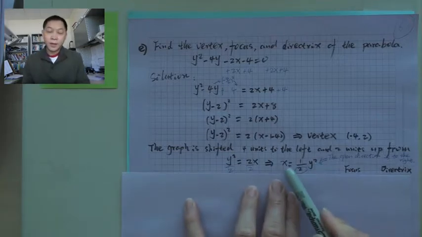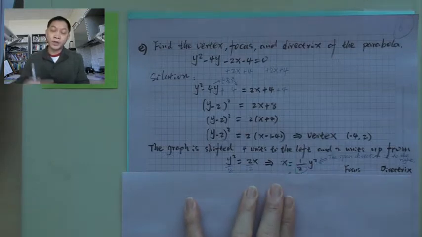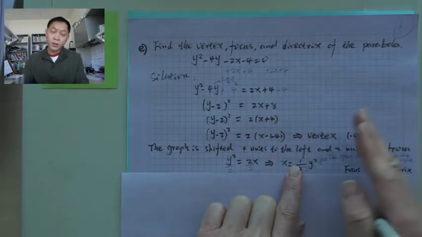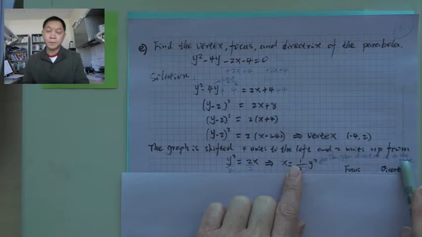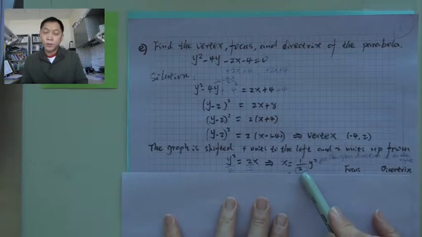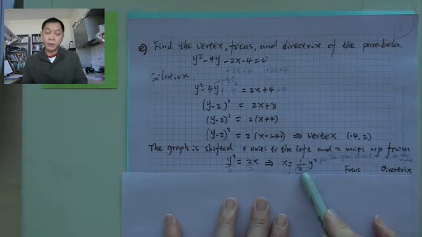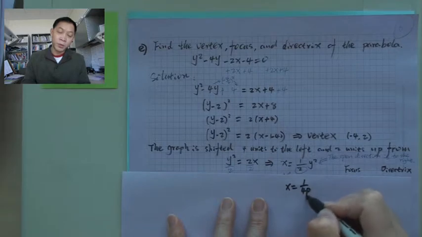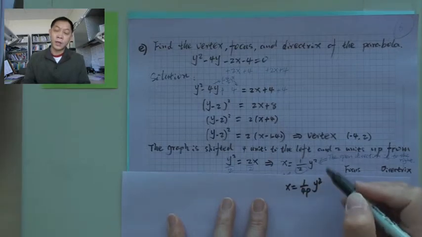Since x is the variable without the square, the open direction is horizontal. And here the coefficient is positive, so it tells us the open direction is to the right. That's important. Downstairs is 2, and 2 has to be equal to 4p. That's the deal. Compare with the standard equation: x equals 1 over 4p times y squared. That's the standard equation.